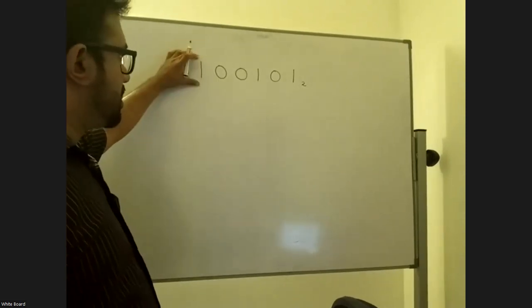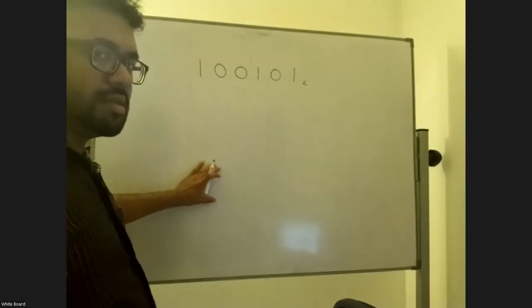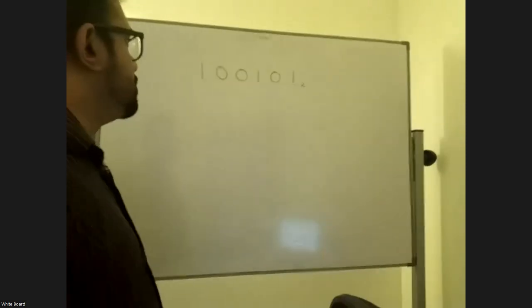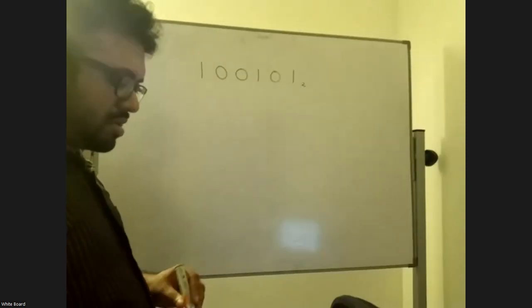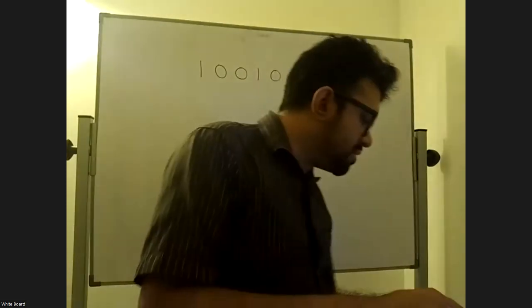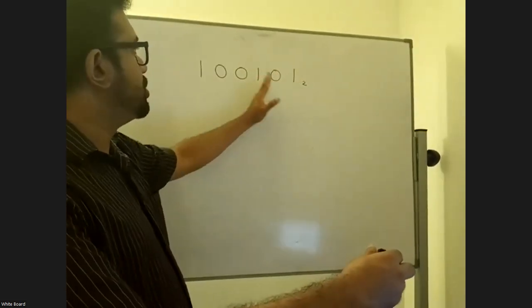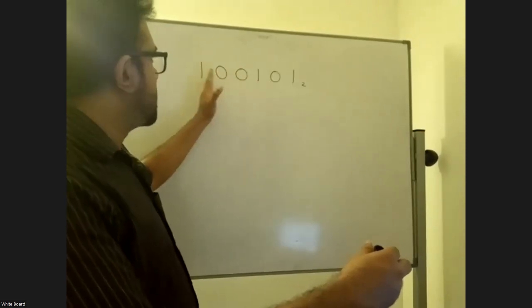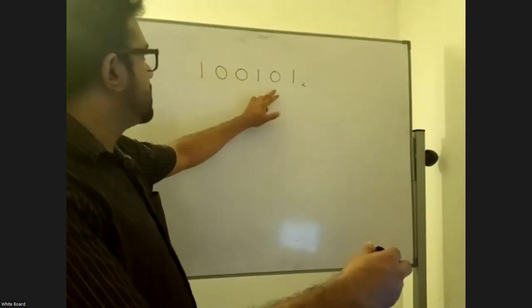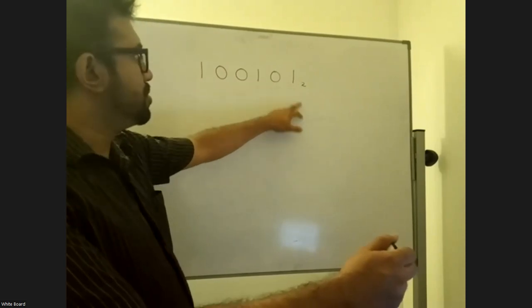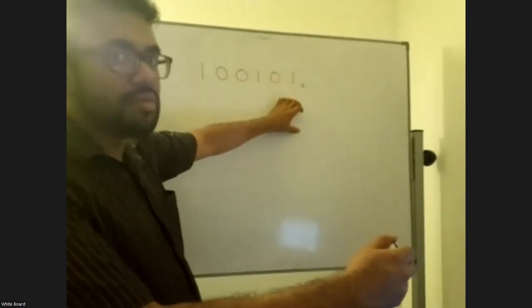So, we have to convert this back to decimal. To do that, you should know the different values that are held in each position. So at this moment, we have 6 positions. So we should know the positional values of this.